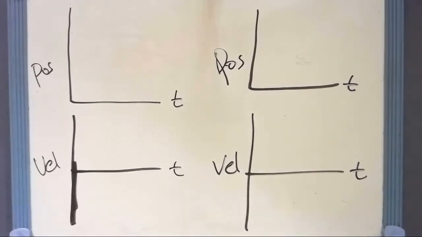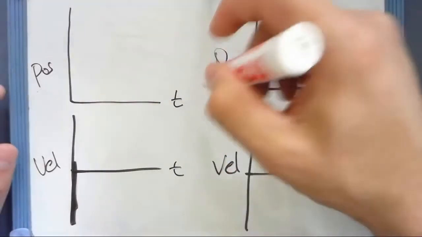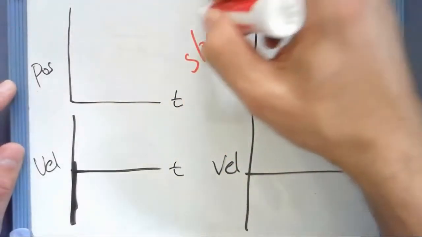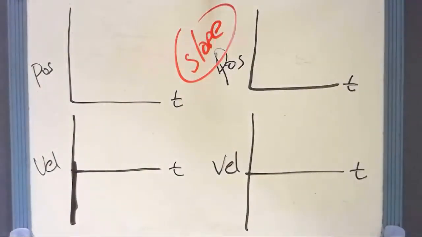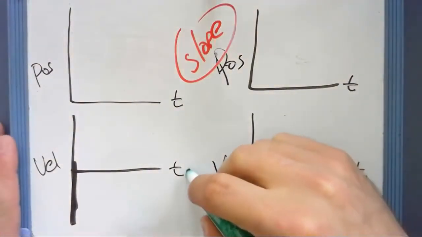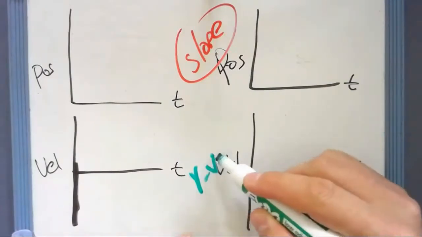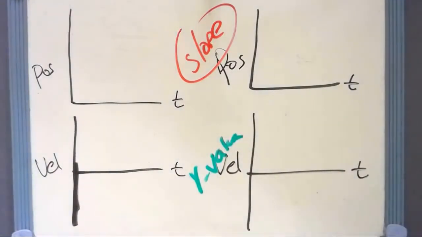As soon as you know what kind of graph it is, you next need to think about what is the key to analyzing this type of graph. If it's position versus time, we're looking at the slope. If it is velocity versus time, we are looking at the y value. All right, slope, y value. Maybe I can get a different marker. Got it.